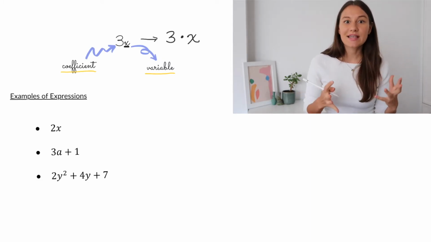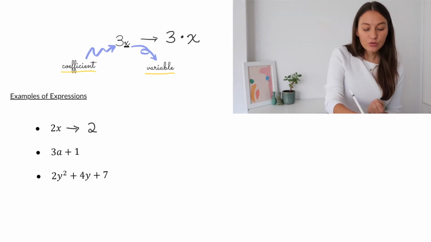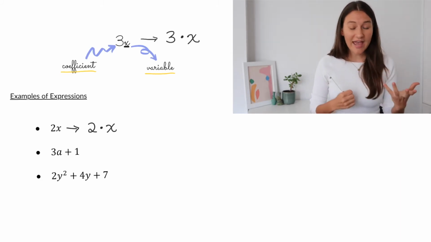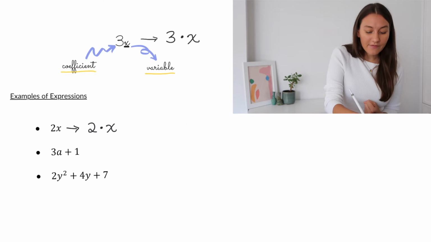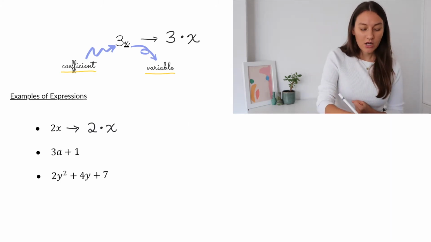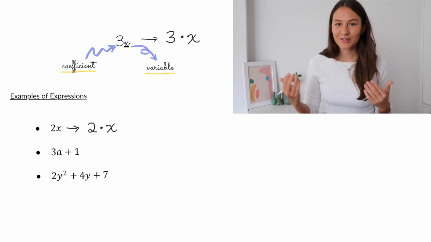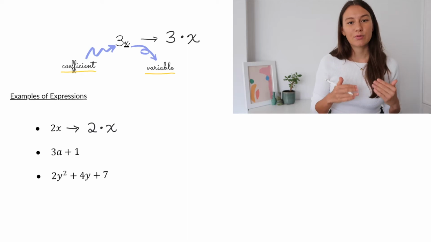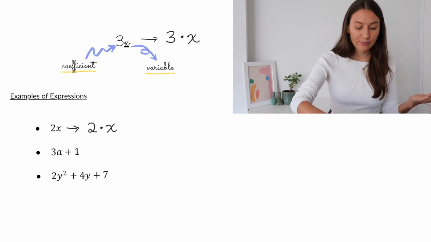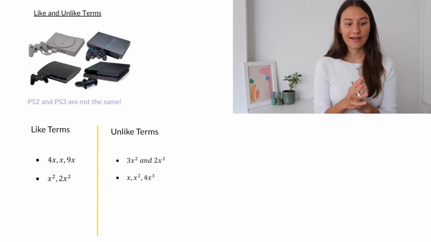And so what are some examples of expressions? 2x is an expression, which basically just means 2 times x, 2 times some unknown value. You might not even have an x, you might have an a or a y, right? So here I have 3a plus 1, right? You can add other operations on top of it. Or you can even make it more complicated, like 2y squared plus 4y plus 7. So all of those are examples of expressions, and we're gonna talk a little bit more about when do we use expressions, why do we use expressions. But before we do that, let's talk about how to simplify expressions.